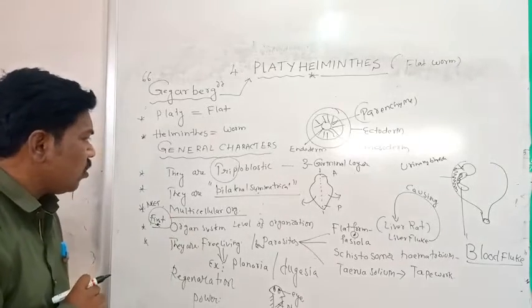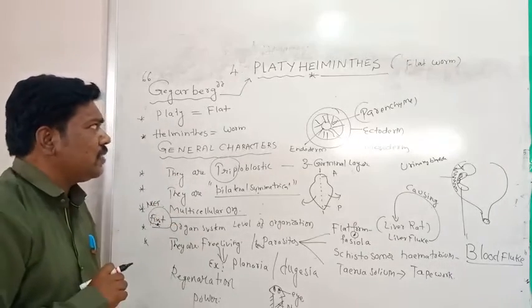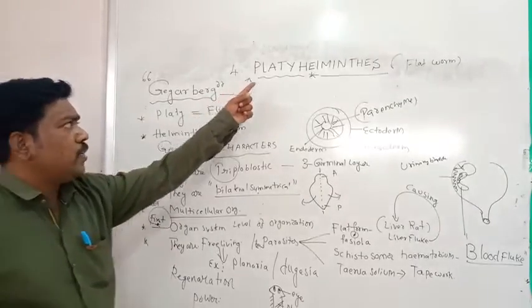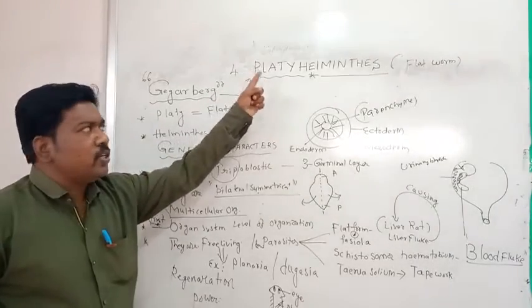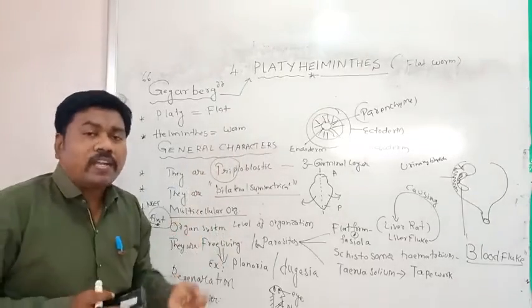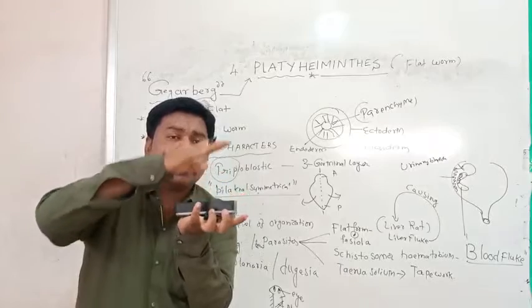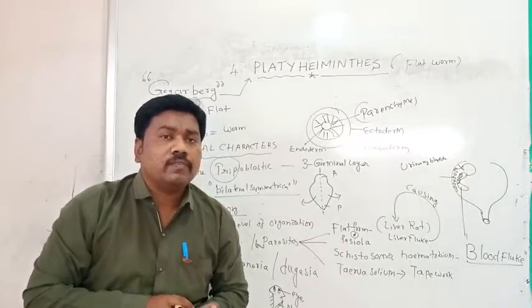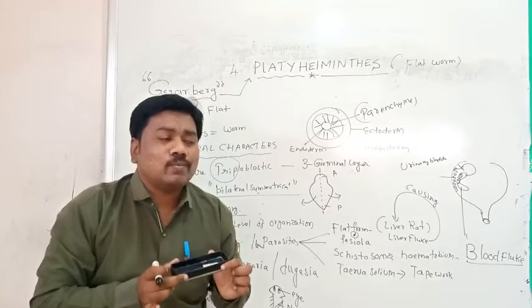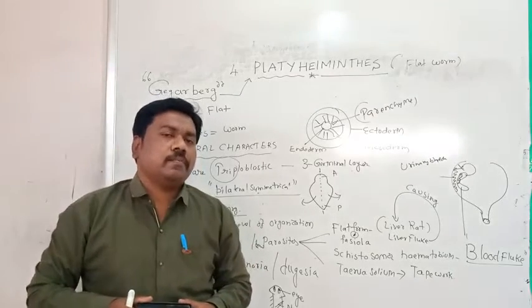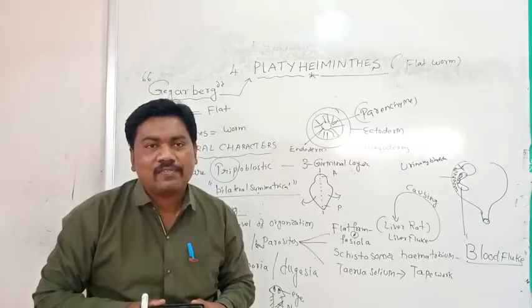Okay, so this is about some general characteristics of the Platyhelminthes. Beta, what is the Platyhelminthes? The Platyhelminthes is a phylum, commonly known as flatworms. Why is it known as a flatworm? Because the body is dorsoventrally compressed. Due to the compression of those sides, what happens, beta? The organism has a flat-like appearance. Due to that reason, it is known as flatworms. Who coined the term flatworm?